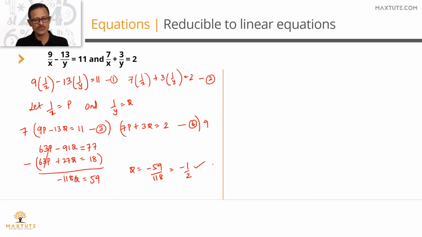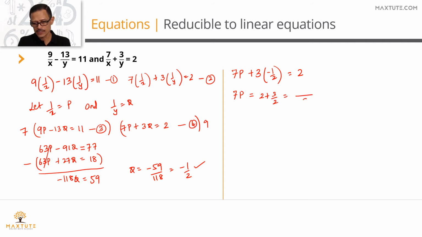What we'll do is, let's substitute the value of q in one of these equations, either equation 3 or equation 4. Let's do it in equation 4. The number is a smaller number. So 7p plus 3 into, instead of q, we'll write minus 1 by 2. This is equal to 2. 3 into minus 1 by 2 is minus 3 by 2, goes to the right hand side as plus 3 by 2. So 7p is equal to 2 plus 3 by 2.